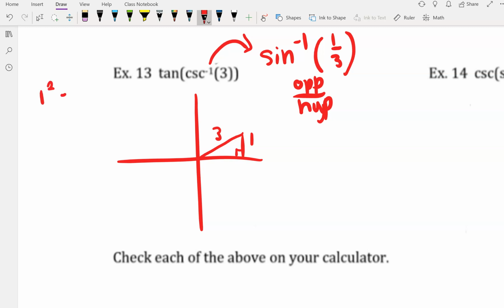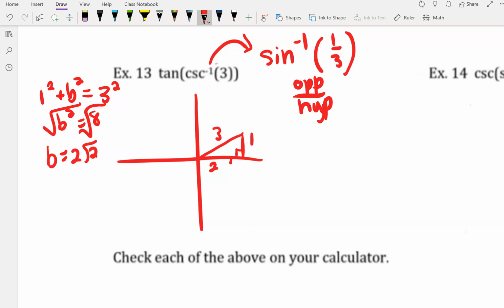1 squared plus, I'll call this b squared, has to equal 3 squared. B squared will equal 9 minus 1, so 8. Square root both sides. Root 8 reduces to 2 root 2. So that's the missing side of the triangle.